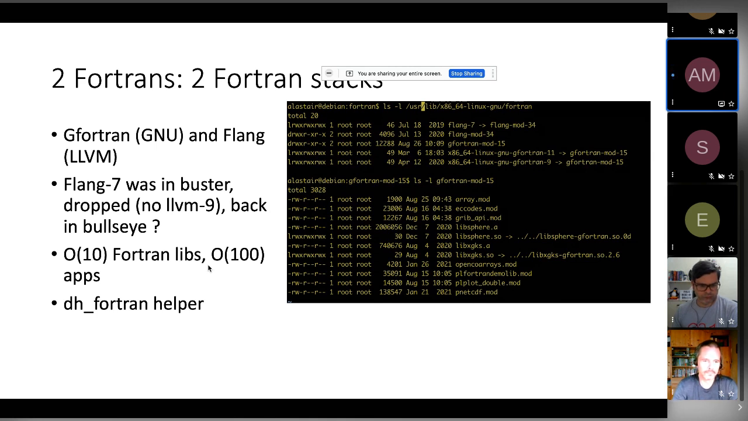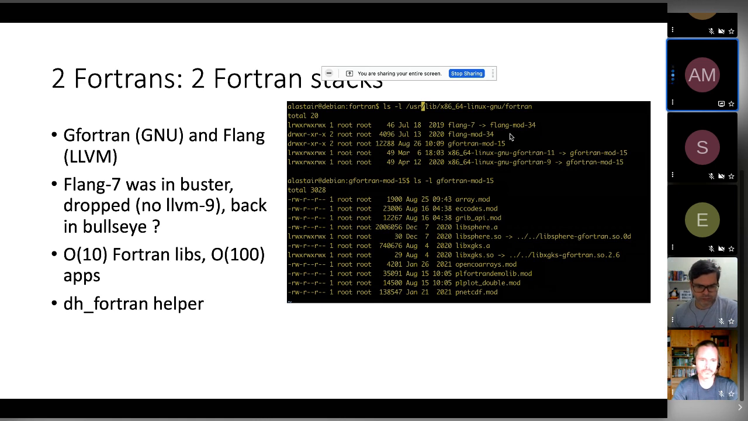So there's a mod directory for gfortran 9, 10, 11. For example, GFortran has a mod file version 15. Flang has its own mod version numbering system, at 34. The file format doesn't get incremented every time there's a new Fortran library, but it does sort of need to be updated.